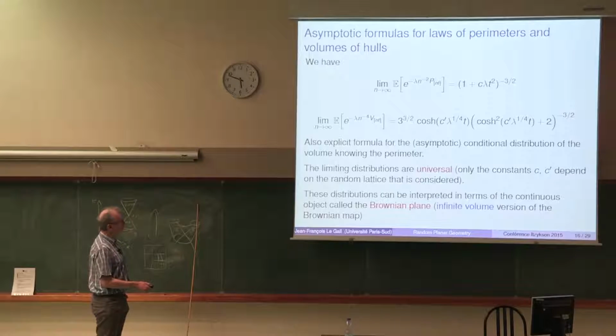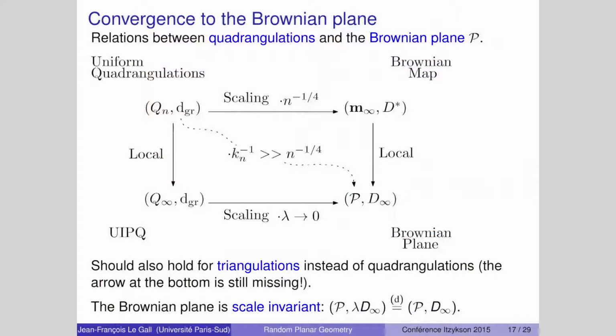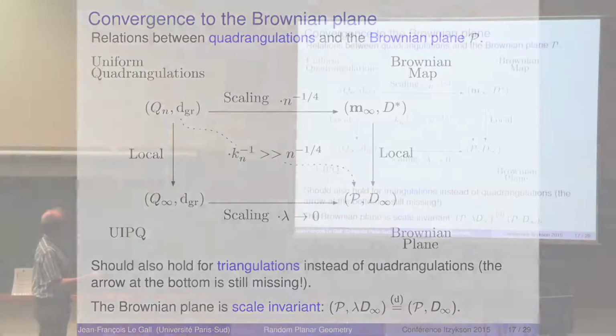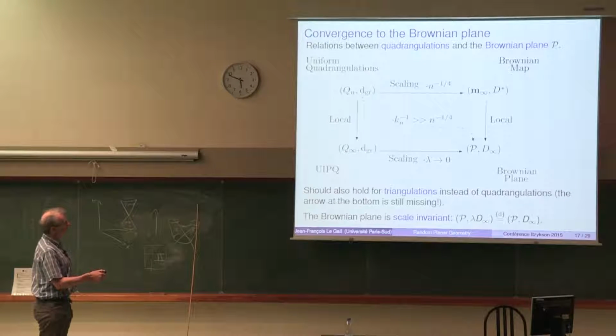Just to explain this on a slide, how can you get the Brownian plane? Here I start with quadrangulations, not triangulations, but I will say a word about that. If you start from a uniformly distributed quadrangulation with n faces, with the graph distance, this is the first theorem. You rescale the distance by n to the power minus a quarter.